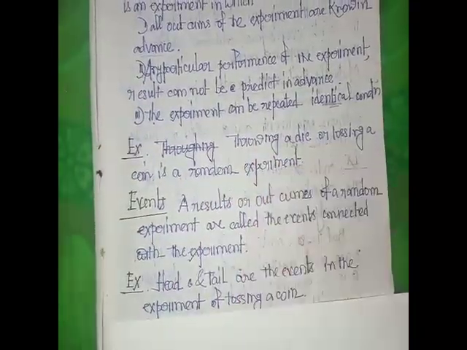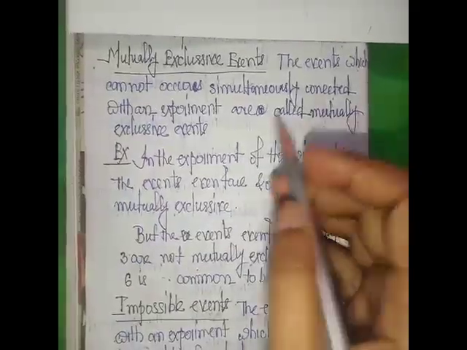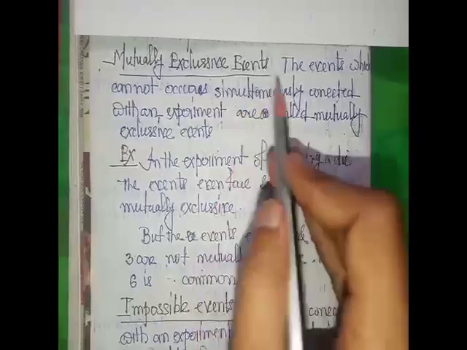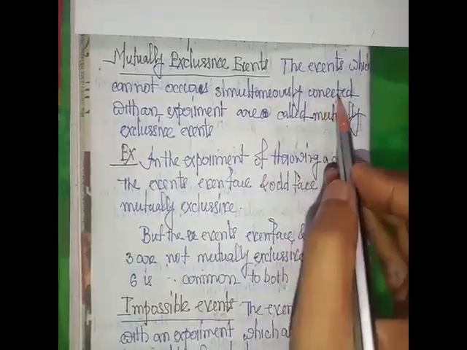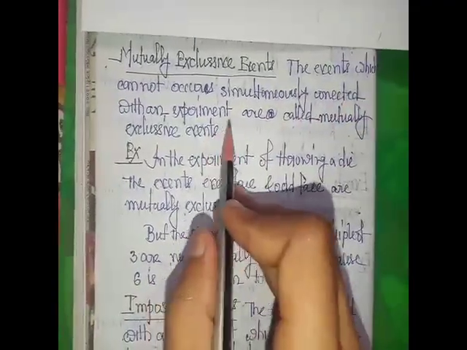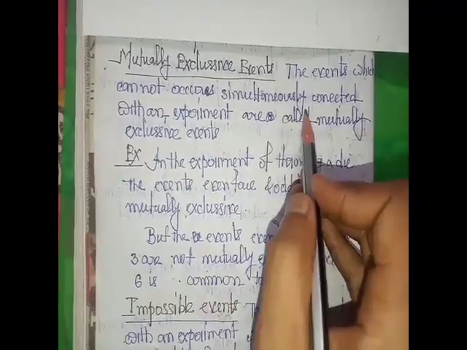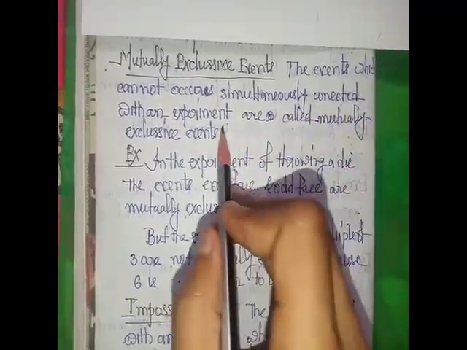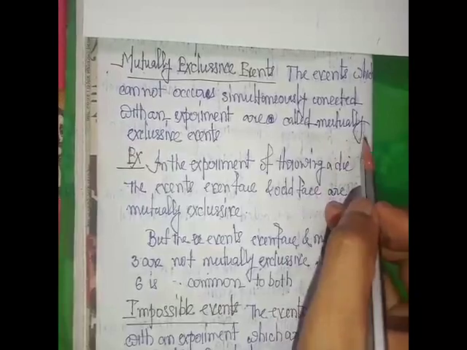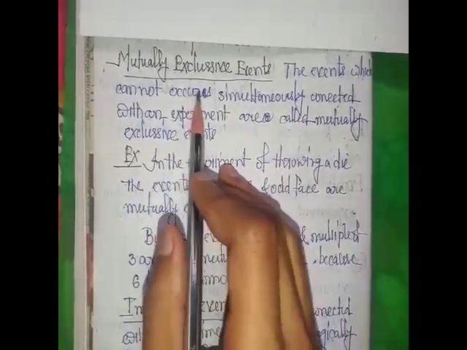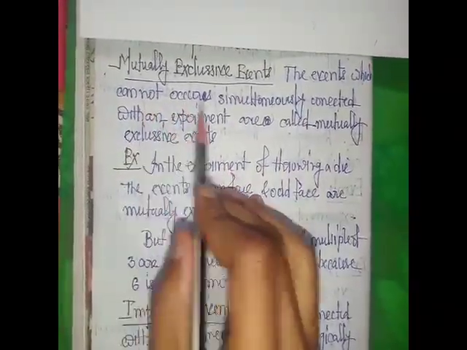Okay. Next one is mutually exclusive events. The events connected with an experiment which cannot occur simultaneously are called mutually exclusive events.